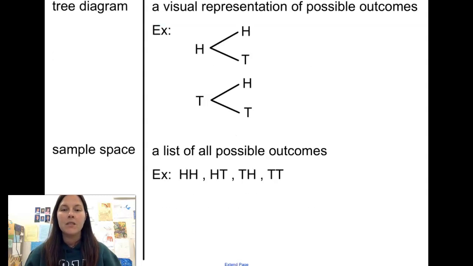And a sample space is when you list all possible outcomes. As I started talking through them, you can see them listed at the bottom there: heads, heads, heads, tails, tails, heads, and tails, tails. So those are the only 4 possible outcomes for when you flip a coin twice.